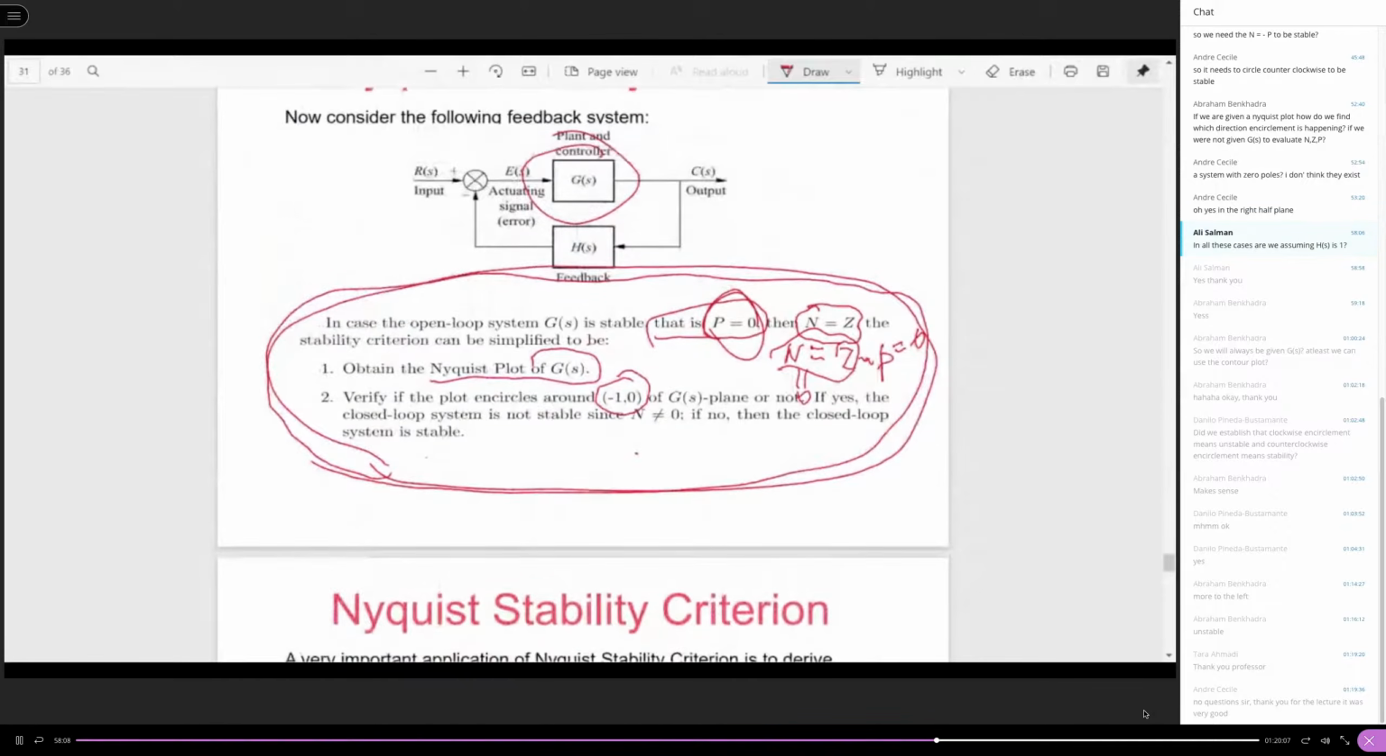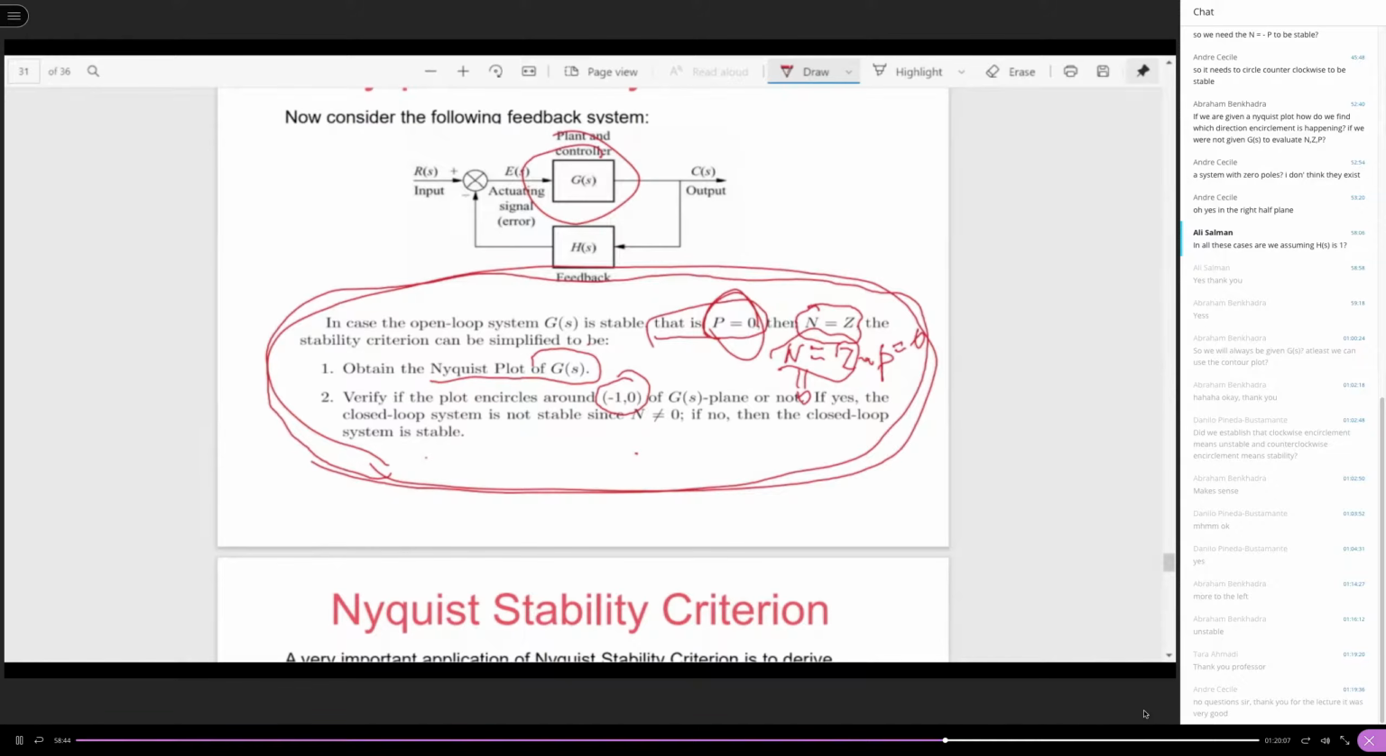Now we already established the Nyquist stability criterion. In all those cases, we assume H of S is 1, like I mentioned just now. If H of S is not equal to 1, you replace G by GH. That's it. You replace G by the GH transfer function. Then you evaluate the GH transfer function, not the G. Not a big deal.